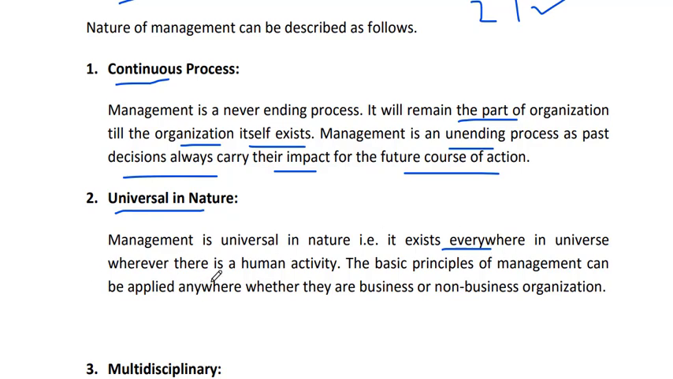Whenever there is a human activity, there is management. So the basic principles of management can be applied anywhere, whether it is a business or non-business organization. If it is a business or non-business, the principles will be there. If it is a human activity, management will be there. Management exists everywhere. So the second point is that management is universal in nature.